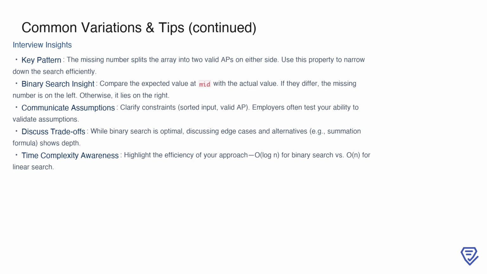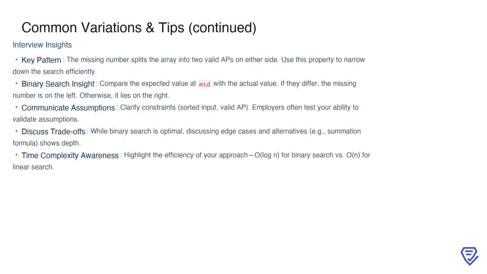It's also crucial to clearly communicate your assumptions, such as ensuring the input is sorted and represents a valid arithmetic progression. Employers often check whether you validate these details. Additionally, discussing trade-offs during the interview can show depth in your thinking. While binary search is the most optimal solution, mentioning alternatives like the summation formula or even a simple linear scan can demonstrate your ability to evaluate different approaches. Lastly, always highlight the time complexity of your algorithm. For example, binary search achieves O(log n), which is a significant improvement over the O(n) complexity of a linear search.